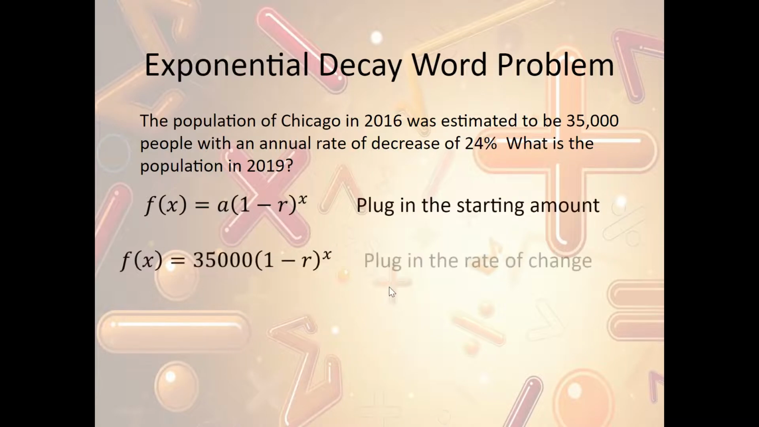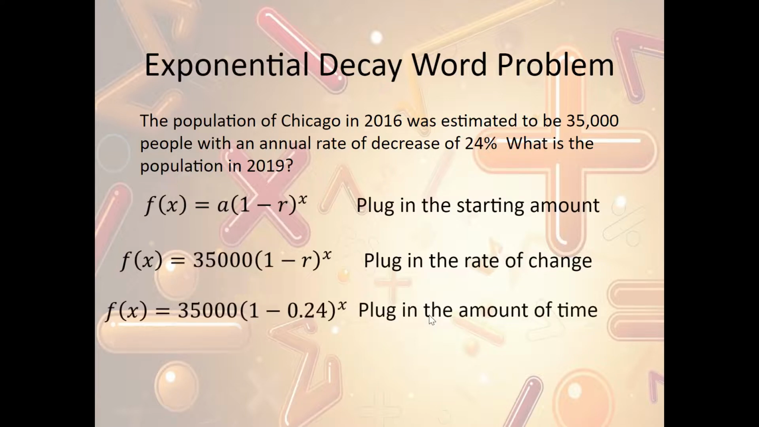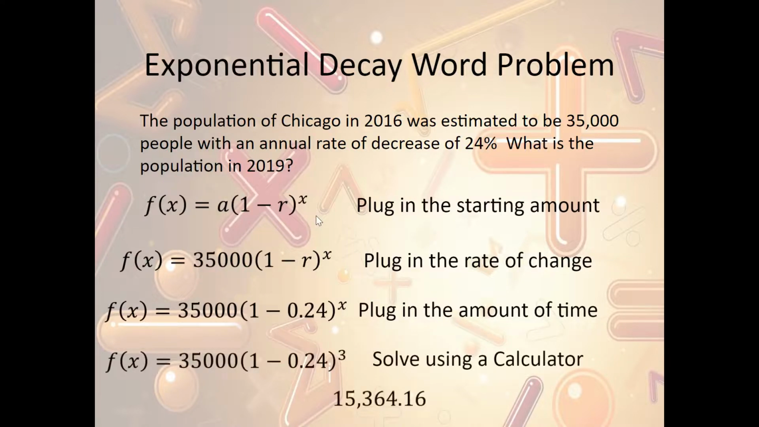Then we plug in our rate of change. Our rate of change is 24%, so we're going to move the decimal back 2 places. 1, 2. So that's 0.24. And then we plug in our amount of time. The amount of time is from 2016 to 2019. That's 3 years. And then I solve using a calculator, and I get 15,364.16 people.